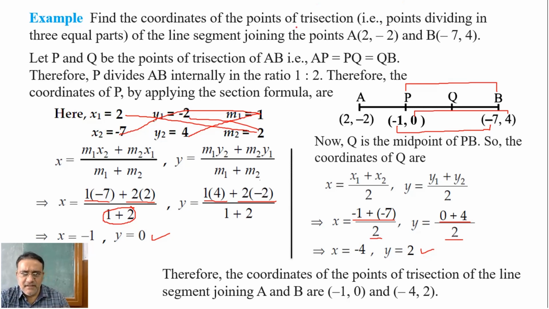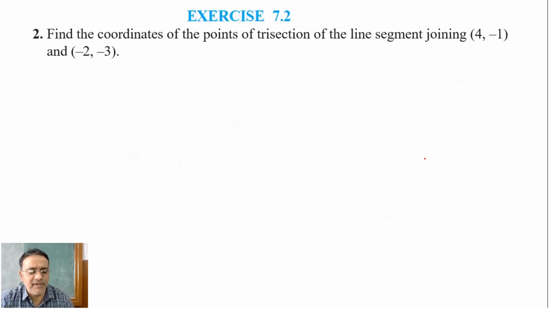Listen carefully in trisection. In the regular class, I told you that whenever the coordinates of P are integers, then use the midpoint formula. If the coordinates are not integers, meaning in fraction or rational number, then don't use the midpoint formula, because students will commit mistakes. The best example for that is question number 2.